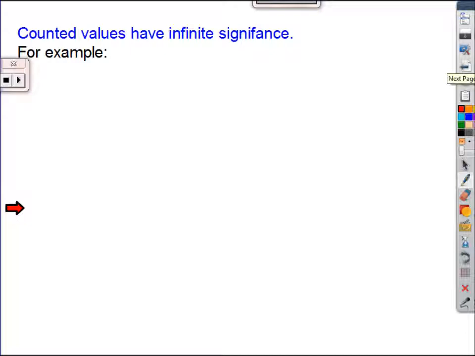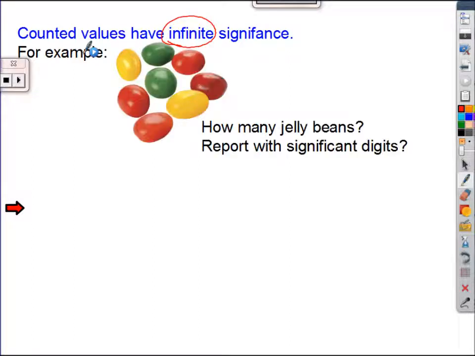When we talk about things that are counted, infinite means infinity and beyond. Okay, think about Toy Story. It goes to infinity and beyond. If it is counted, it is infinitely significant. So how many jelly beans? I have 1, 2, 3, 4, 5, 6, 7, 8. 8 jelly beans. Okay. Report with significant digits. I could say 8.0000000, and I could keep going on. If I try to do a calculation with jelly beans, how much does 8 jelly beans weigh? The 8 does not count as something I have to look at for significance because it is infinitely significant.